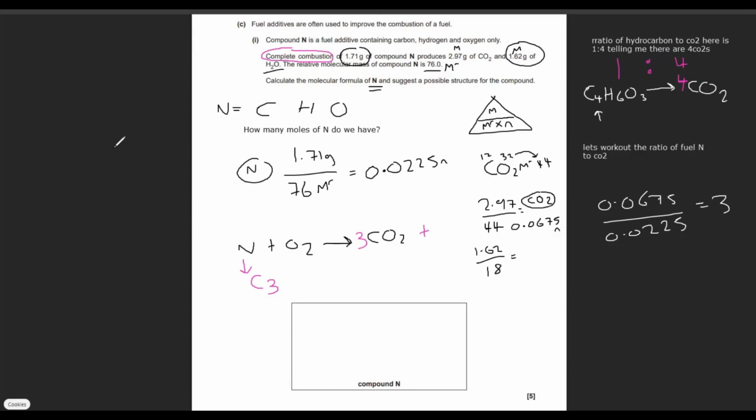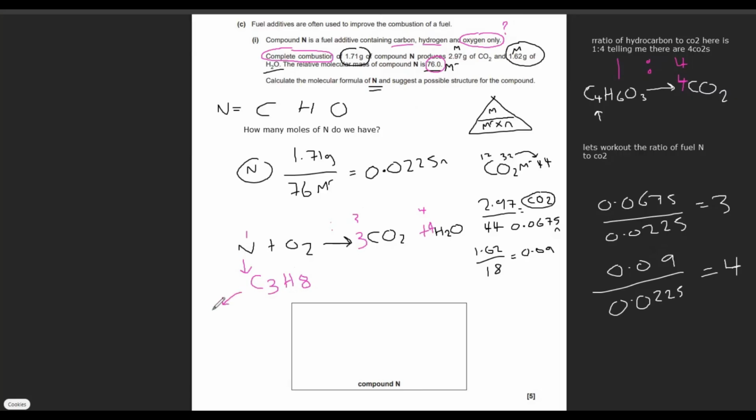Let's do the same with water. Now, water is 1.62 grams divided by 18, 2 for the H and 16 for the oxygen, and that gives me 0.09. Let's do the same thing, divide the moles of water by the moles of fuel. 0.09 over 0.0225 is 4. That means I've got 4 water molecules for every mole of fuel. Slightly different from carbon dioxide here, because that's 4 times H2. That means my fuel must be H8, because if you've got 4 moles of water compared to 1 mole of fuel, there were 8 hydrogens in the fuel, because 4 waters is 4 H2O.